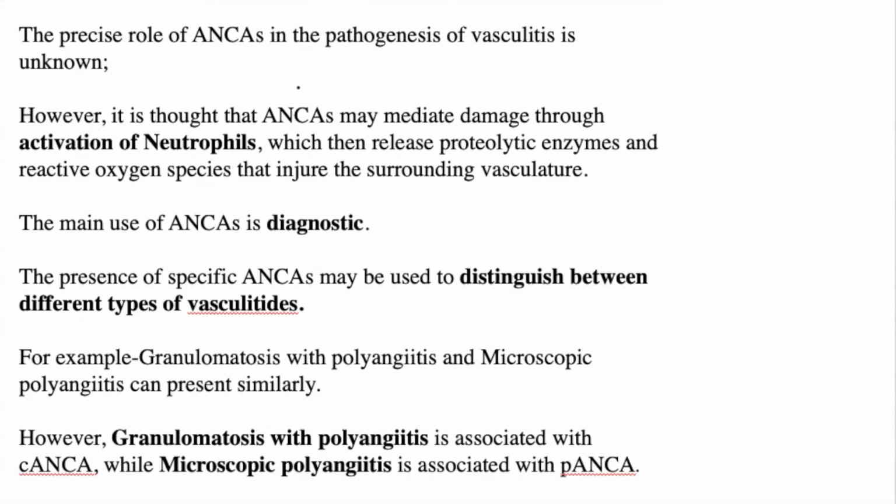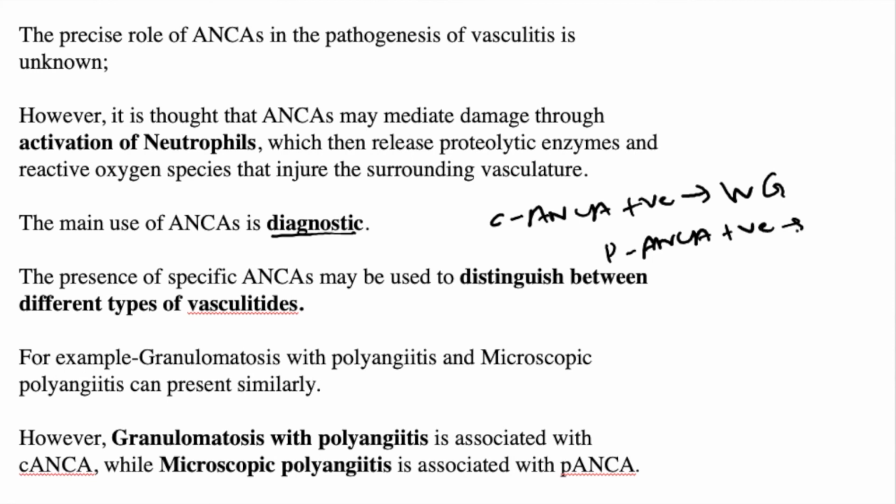The precise role of ANCA in the pathogenesis of vasculitis is not known. We don't know. But ANCA has a diagnostic importance. The presence of a specific ANCA, P ANCA or C ANCA, can be used to distinguish between the different types of vasculitis. For example, we say C ANCA positive vasculitis; an example is Wegener's granulomatosis.